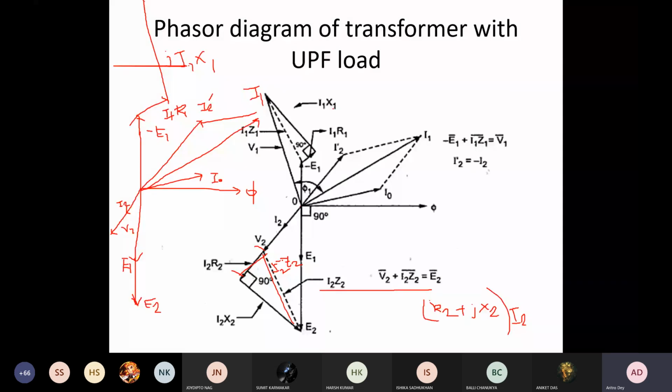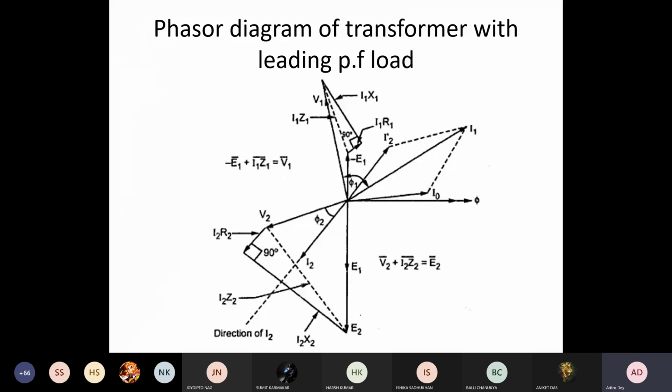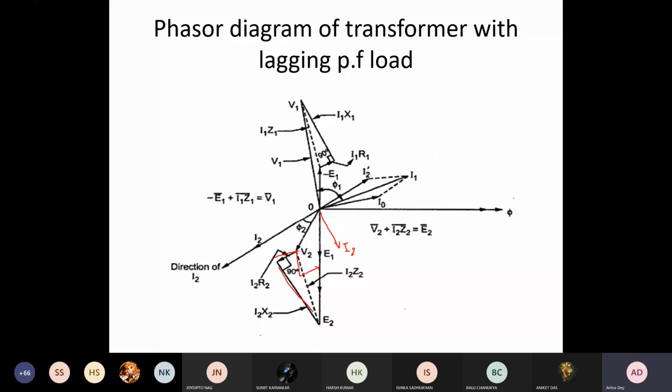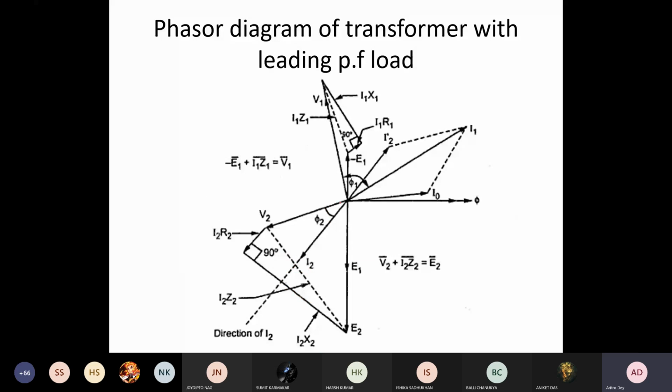So a lot more angle between your E2 and V2, and then you can do this. Because the parameter values are not known to us, that's why I am drawing like this. Whenever the parameters are known to us, we can draw it accordingly. Okay, so we can understand what is the angle between E2 and V2, and what is the angle between V2 and I2, all those things.